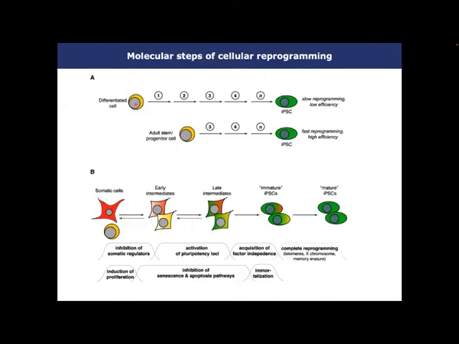And this is the step-by-step of cellular reprogramming. As you may expect, stem cells and progenitor cells may have more open stem cell promoting genes, so their reprogramming process is simpler than for fully differentiated cells. And these are the steps of the gene expression.